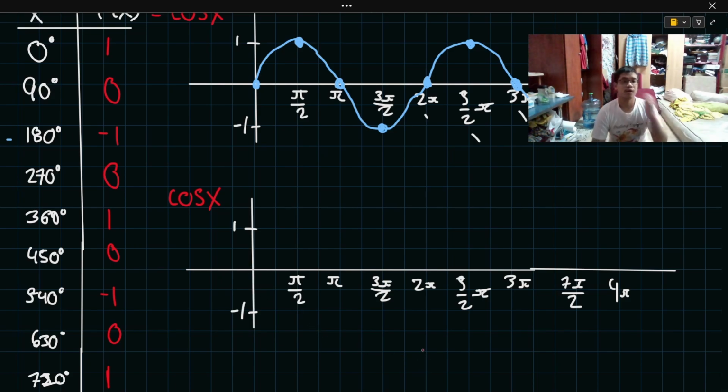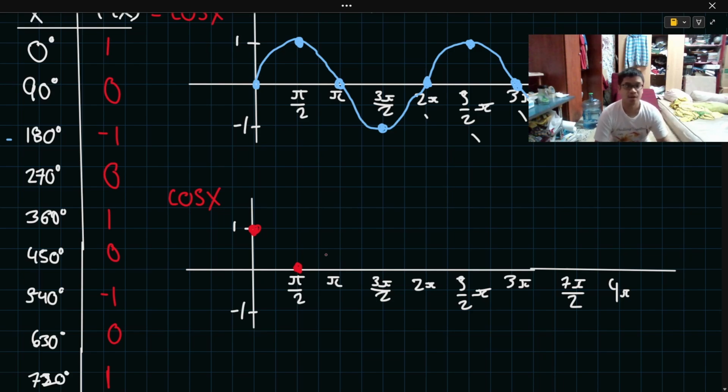There you go. So let's start first with 0 degrees or 0 radians. According here, 0 radians, you will get 1 as your y value. So it's here. All right. At 90 degrees or pi all over 2, you will get 0. So it's on the axis.